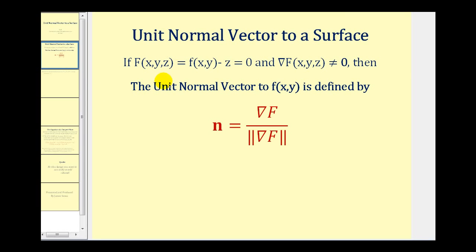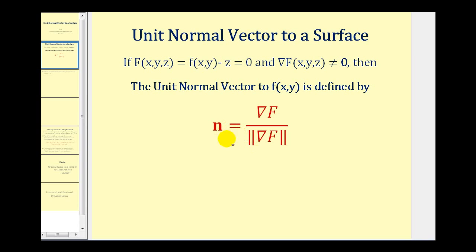If big F of x, y, z is equal to f of x, y minus z equals 0, and the gradient of big F doesn't equal the 0 vector, then the unit normal vector to f of x, y is defined by the gradient of F divided by its magnitude. So we need to normalize the gradient of big F.